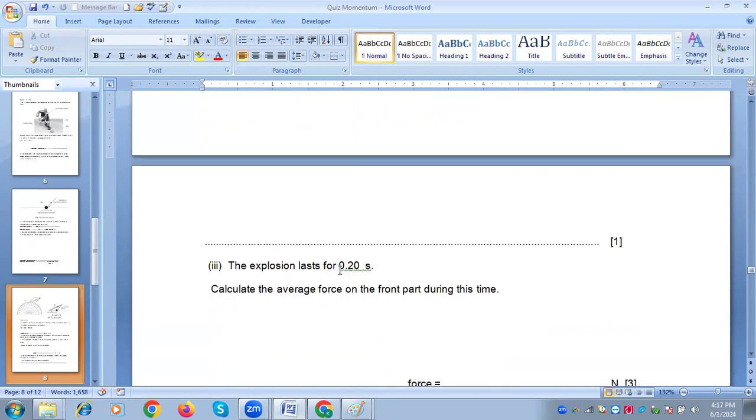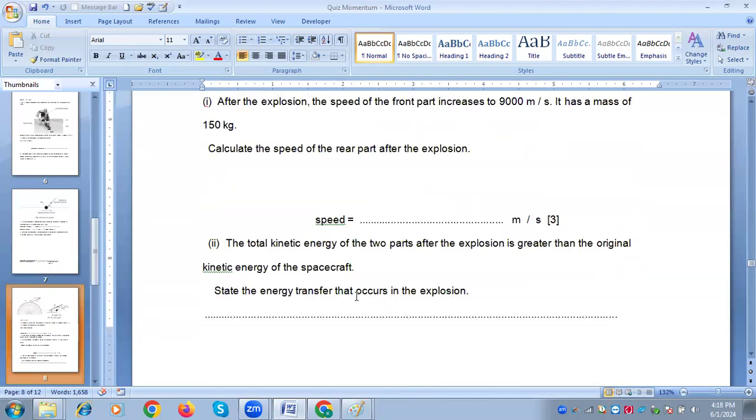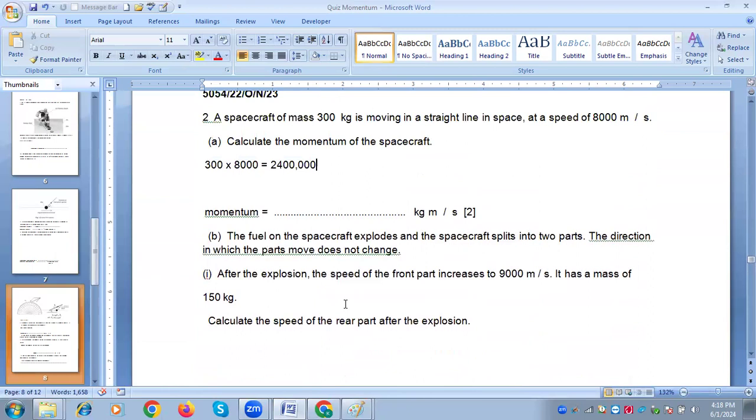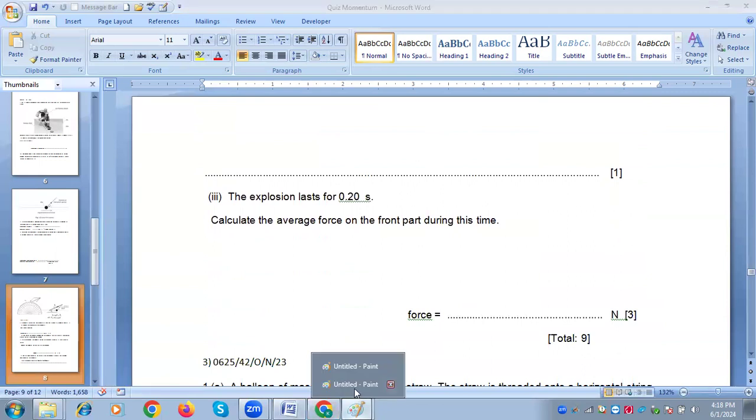Now the explosion lasts for 0.20 seconds. The average force on the front part during this time, you have to find out. Calculate the average force on the front part. So what was the initial momentum of the front part? That was a part of this spacecraft. Okay. So here 150 into 8,000, because that was a single body moving at 8,000 meter per second. So the initial momentum of the front part was 150 into 8,000.